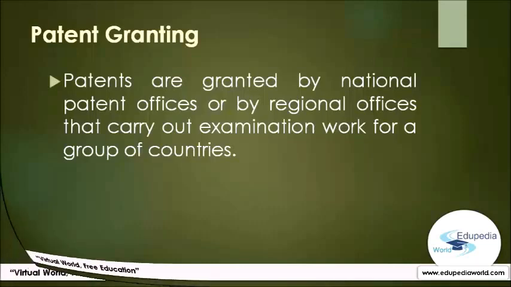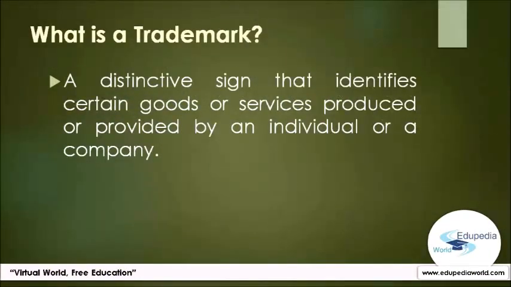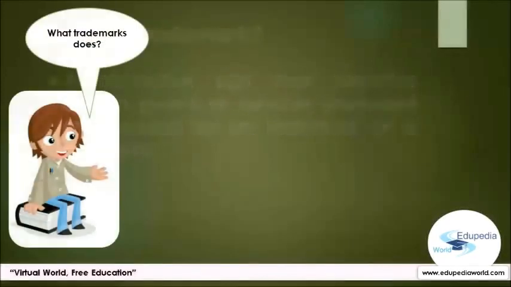Now let's move on to trademarks. What is a trademark? A trademark is a distinctive sign that identifies certain goods or services produced or provided by an individual or a company. This protection system helps consumers to identify and purchase a product or service based on whether its specific characteristics and qualities meet their needs as indicated by its unique trademark.